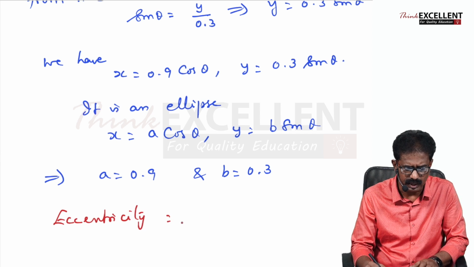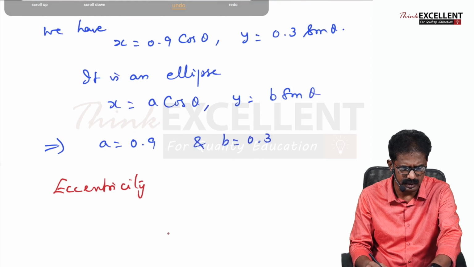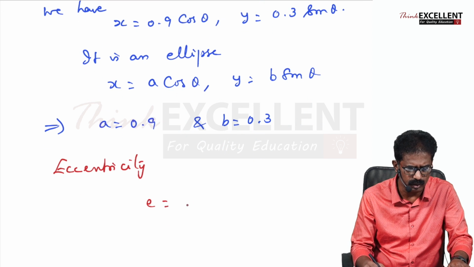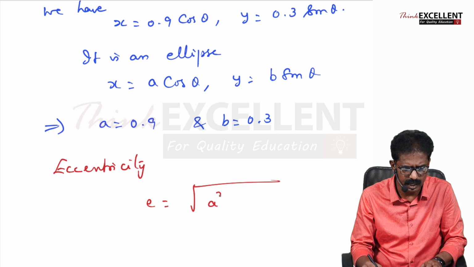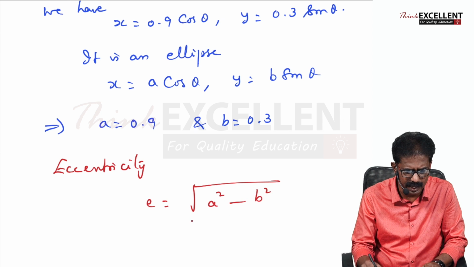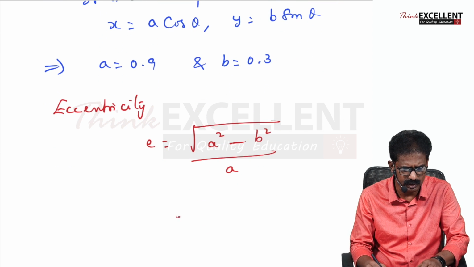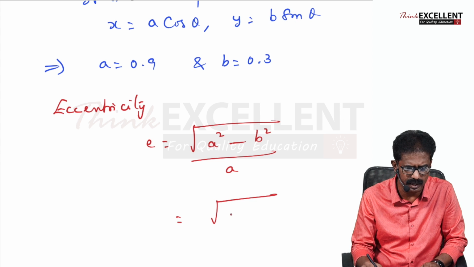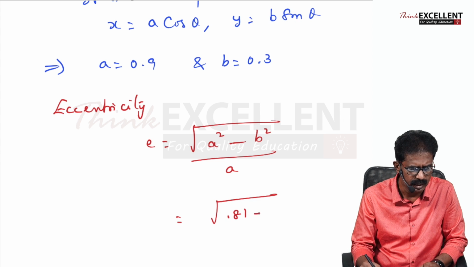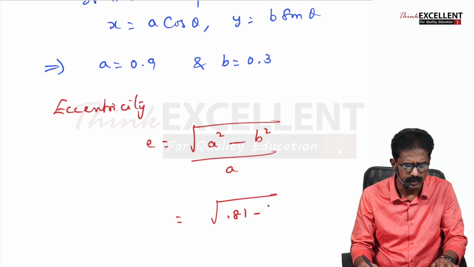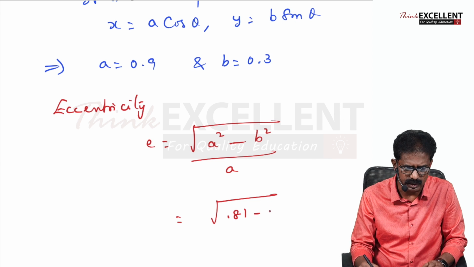What's the formula? Eccentricity e equal to, what's the formula? Root of a square minus b square by a. So that is root of a square, 0.9 square, 0.81, right? A square minus b square, 0.3 square, that is 0.09, divided by a, 0.9.